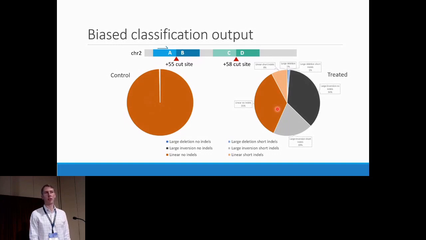However, the treated sample shows a variety of outcomes, including short insertions and deletions in the linear conformation, as well as the majority of the reads that show insertions or the large inversion with a combination of short insertions or precise large inversions. This is the results from the biased output mode.